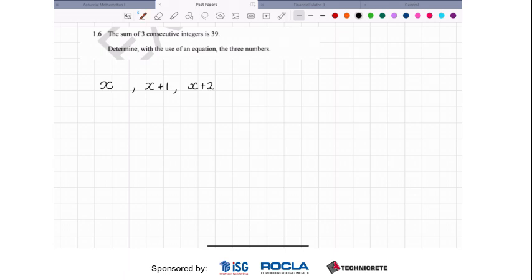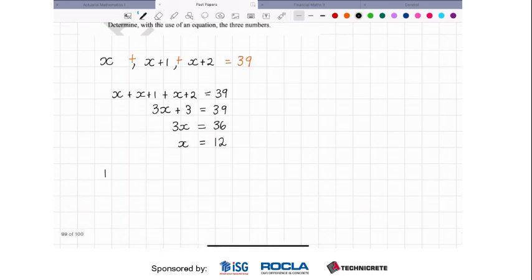And I'm told that the sum of all of these is equal to 39. So my equation is going to be x plus x plus 1 plus x plus 2 is equal to 39. I gather all my x's on the left-hand side, so I have 3x, and then my numbers are 1 plus 2, which is 3, equals 39. Then I want x on its own on the left-hand side, so I minus 3 from the left-hand side, which means I also have to minus 3 from the right-hand side. And then I just divide everything by 3 to get x. So x is equal to 12.